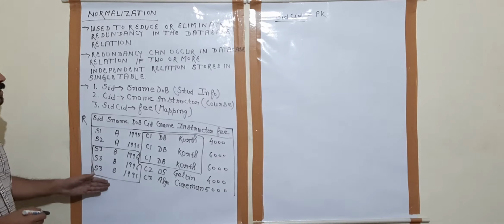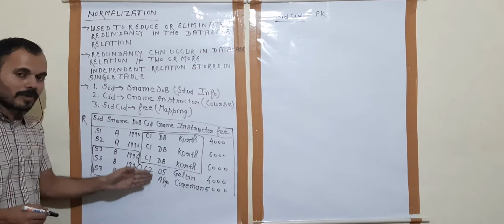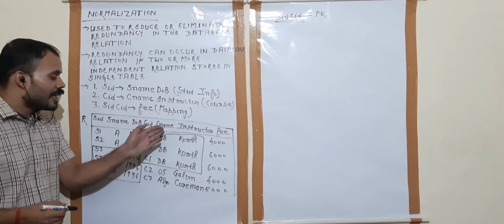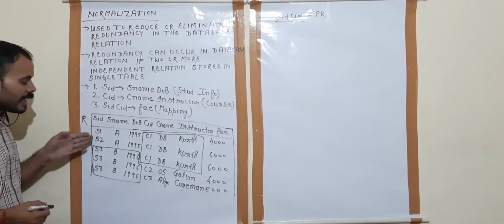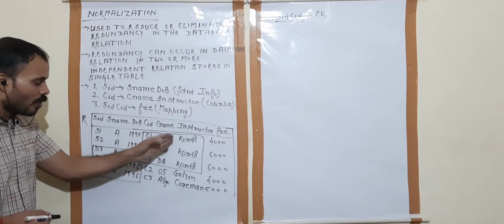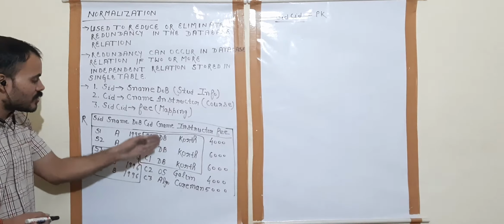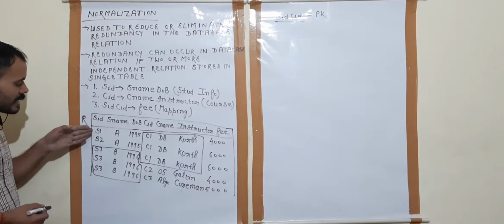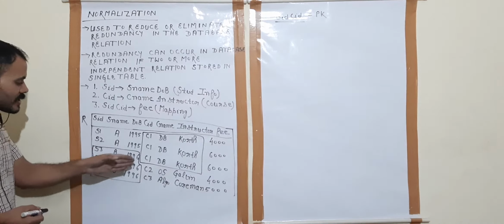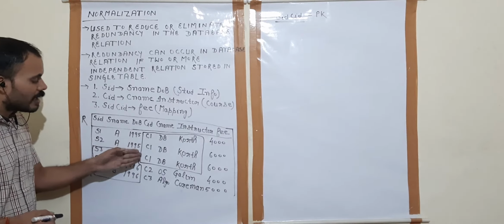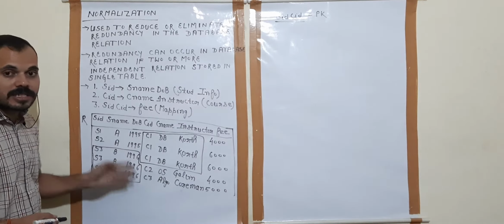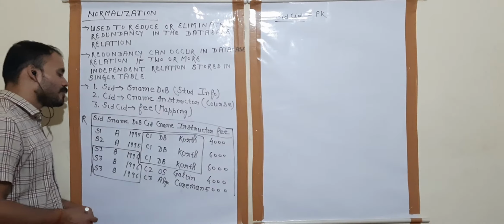The same student is enrolled in more than one course, or the same course is enrolled by more than one student. See here, the same course is enrolled by more than one student, S1, S2, S3, or the same student is enrolled in more than one course, C1, C2, C3. Understood?